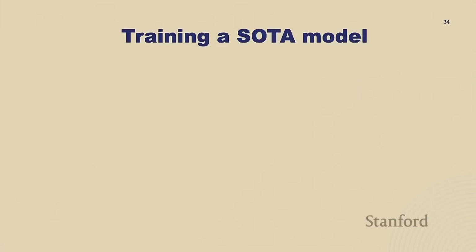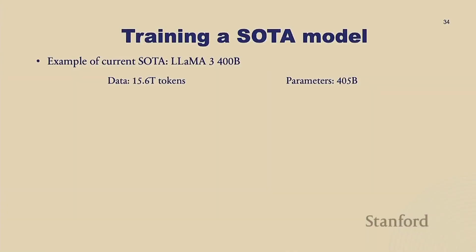Okay, I want to give you some back of the envelope computation. So I might be off by a few factors here, but I just want to give you a sense of how costly it is to train some of these models. I'll give as an example Llama 3 400B, which is currently the best open source model that you can get. It was trained on 15.6 trillion tokens. It has 405 billion parameters.